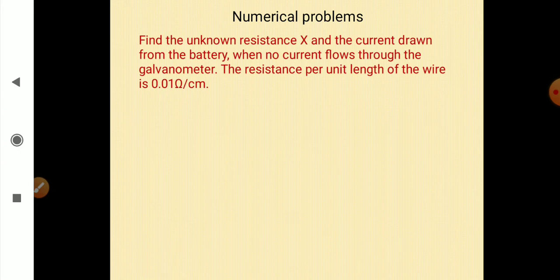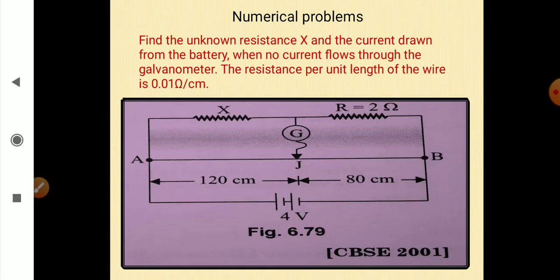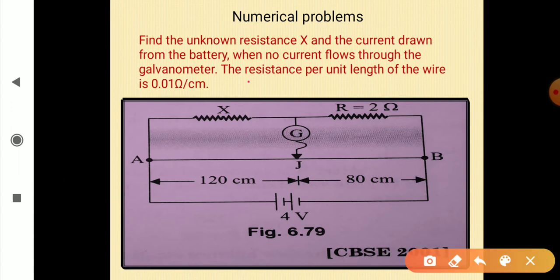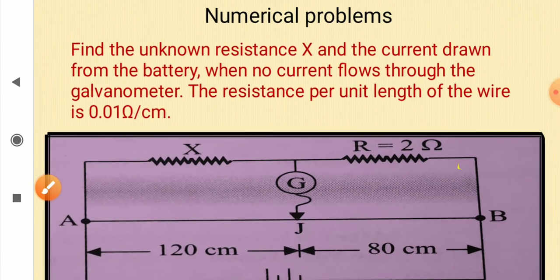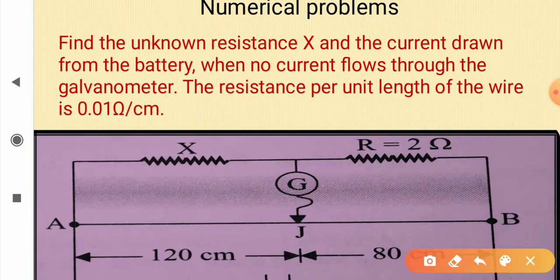Now let us move to numerical problems, and first let us begin with the meter bridge. Now here we have a meter bridge, and just look at this question first. Find the unknown resistance X and current drawn from the battery when no current flows through the galvanometer. Read the question first. No current is passing through the galvanometer.